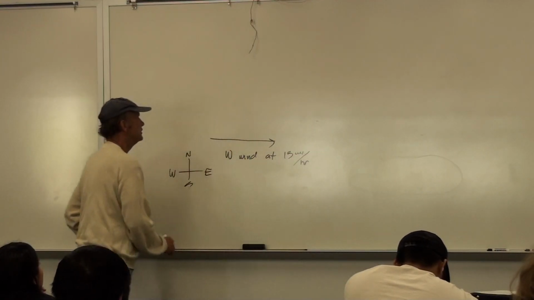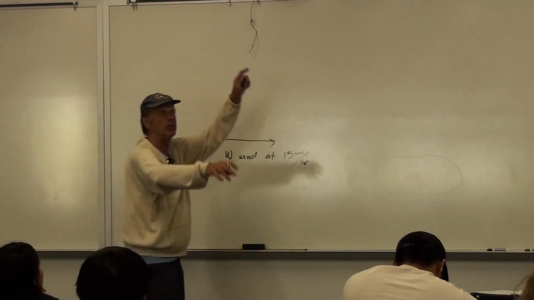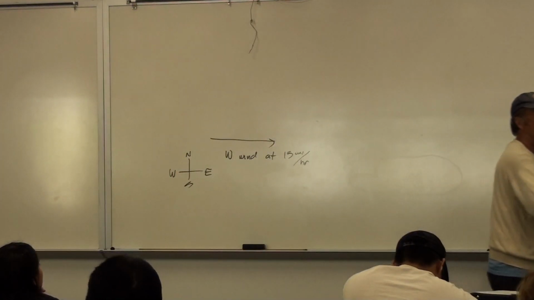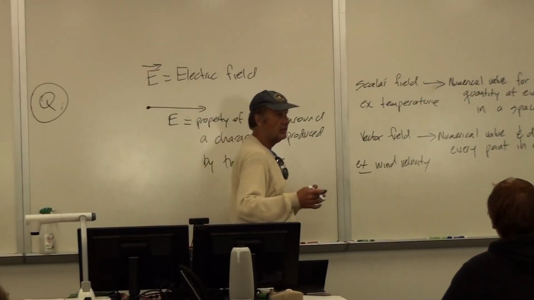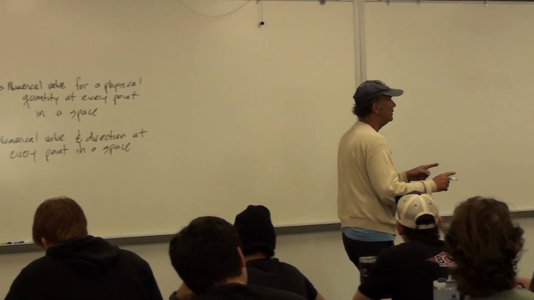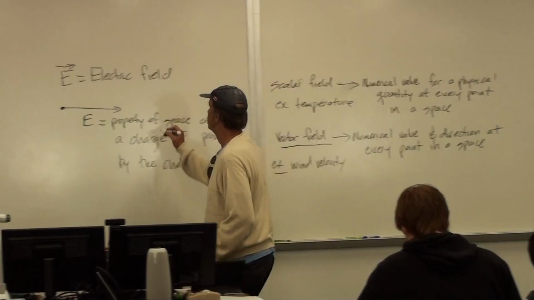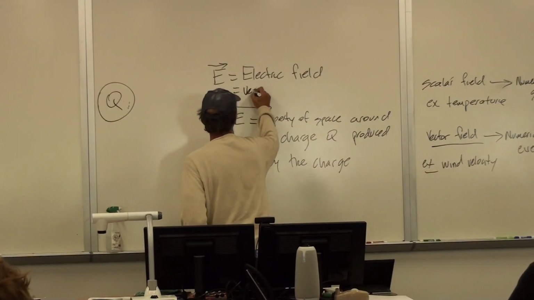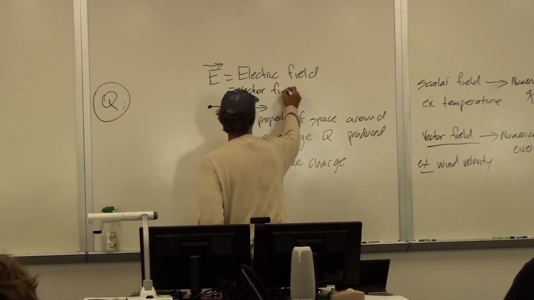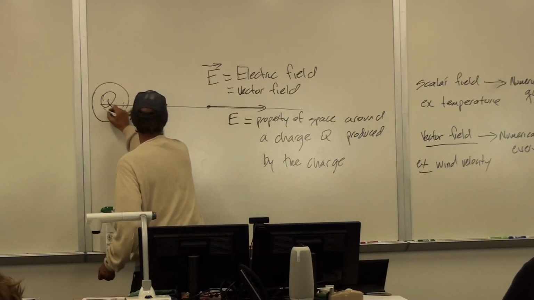Pretty stiff breeze. So that would be a vector quantity, but I could go around to every single point. And in this room too, even though there might just be a little fan going, there could be small variations in the wind velocity from point to point in this room. So that would be a vector field. So the electric field is a special kind of vector field. And you can imagine it in terms of these electric field lines.